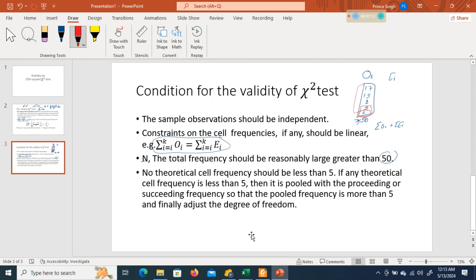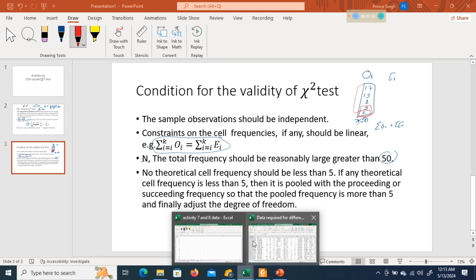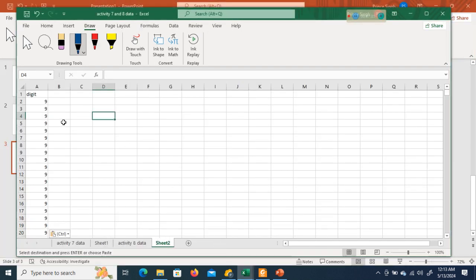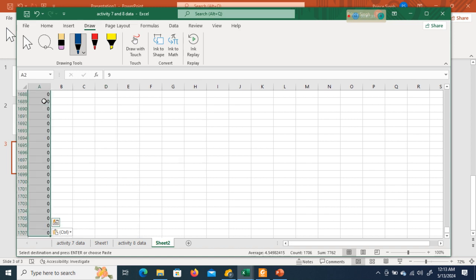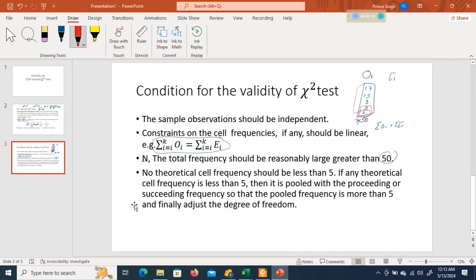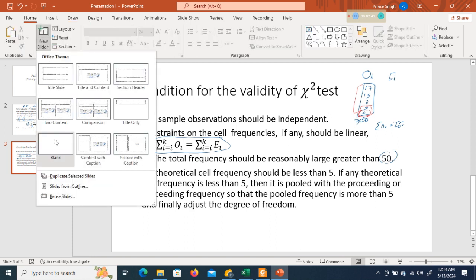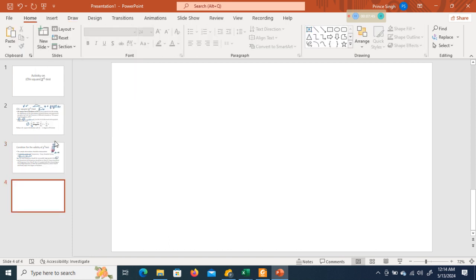For this activity we are going to consider the data of the last digit of the mobile numbers of the students, right? We have collected this data, and in this data there are around 1706 entries. Okay, so in this case what will be our null and alternate hypotheses, and what are we going to do in this activity? Let me first demonstrate here.